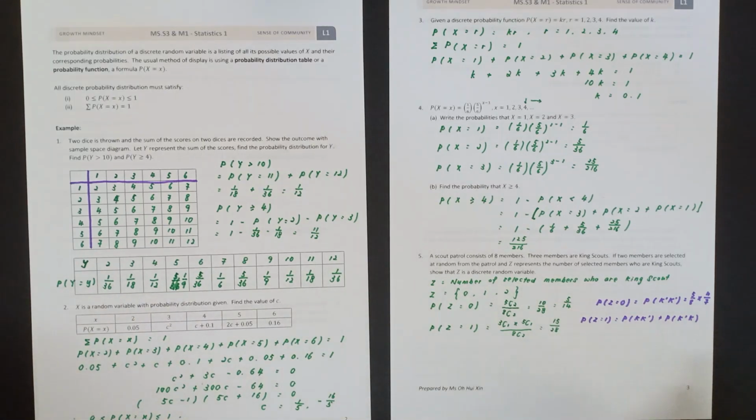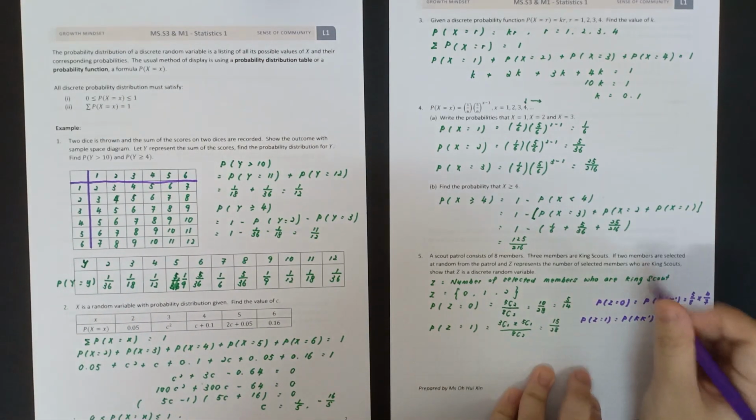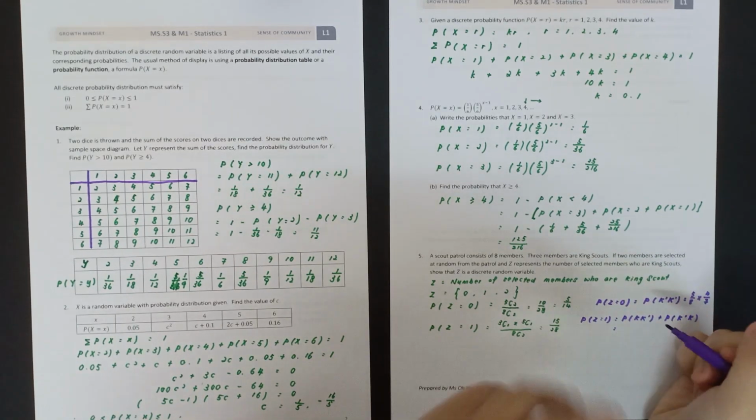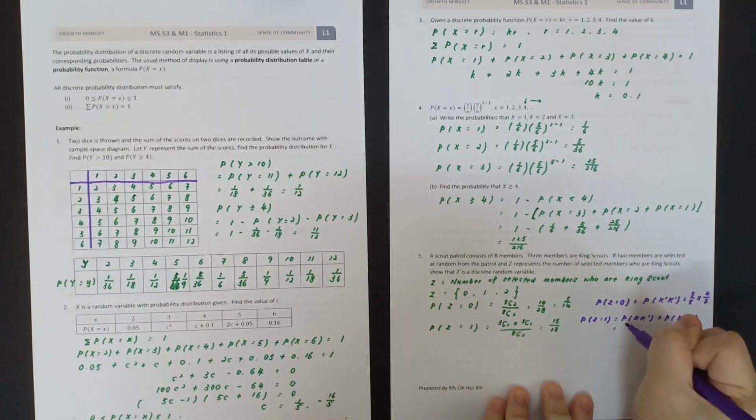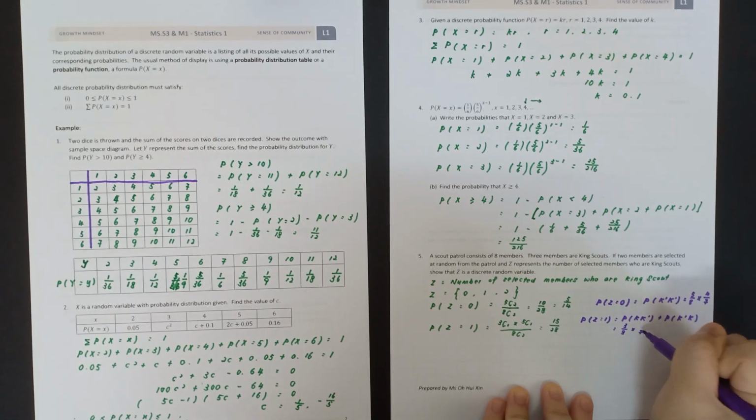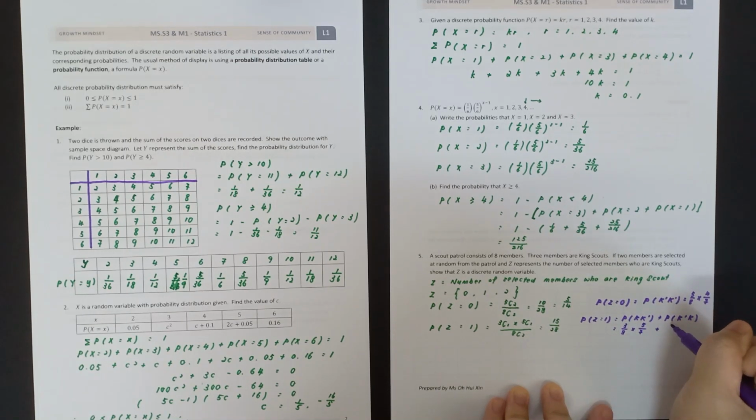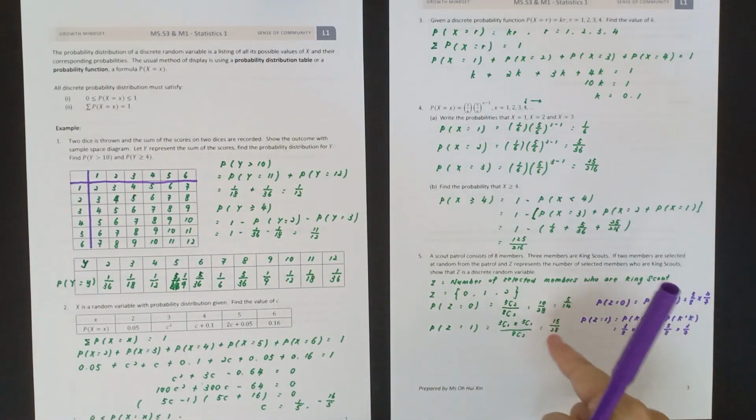Okay, I'll just write it here. The first one king scout, so it will be 3 out of 8. Then you chose 1 already, so you are left with 7, and the non-king scouts you still have 5. Plus the other one, it will be non-king scout first, so 5 over 8 and then times 3 over 7. So you can try to check it out, you should get the exact same answer also.